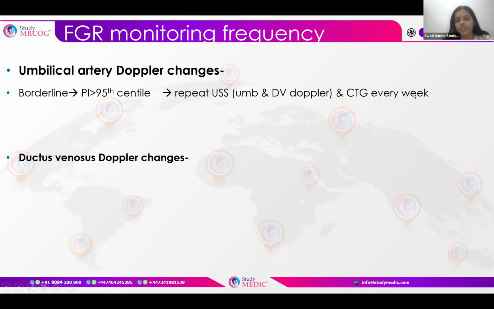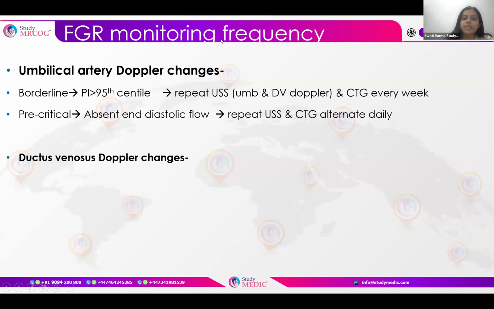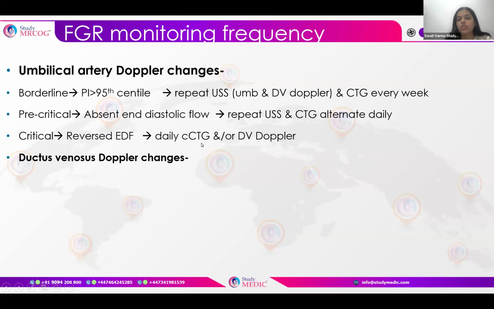and CTG every week. If it comes out to be pre-critical, that is absent end diastolic flow, then you have to repeat these two things alternate daily, means minimum twice weekly, but call her at every alternate day or minimum twice a week. But if it comes critical, that is reversed end diastolic flow, then you have to call her daily for CCTG and or DV Doppler.